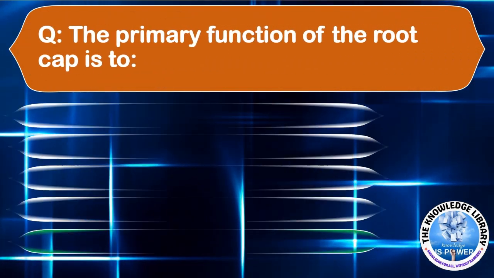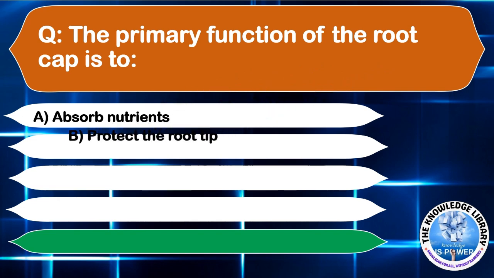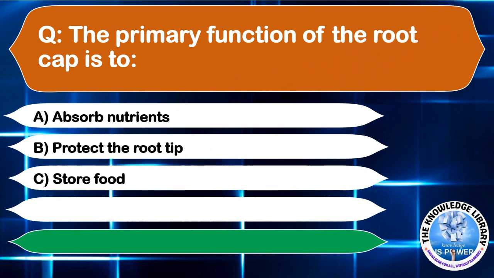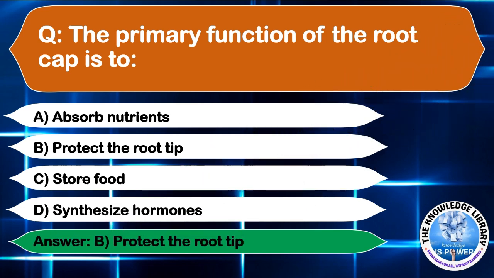The primary function of the root cap is to? Option A, absorb nutrients. Option B, protect the root tip. Option C, store food. Or option D, synthesize hormones. The correct answer is option B, protect the root tip. Moving to the next question.